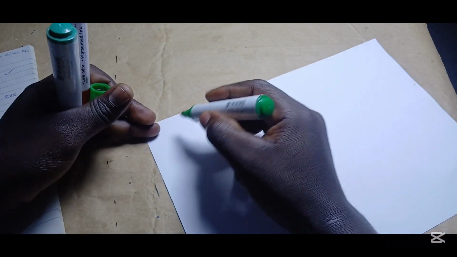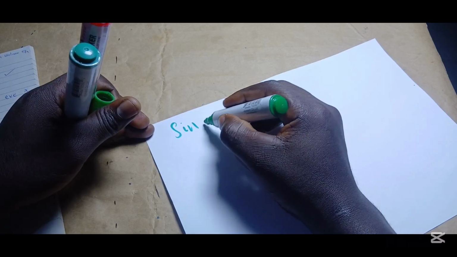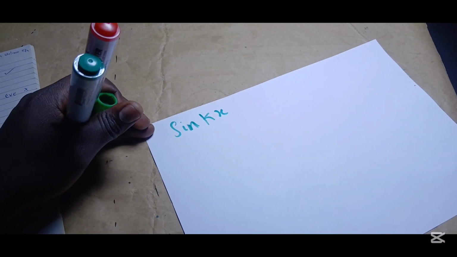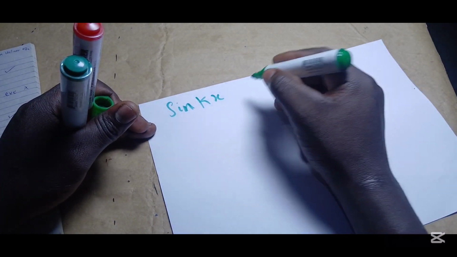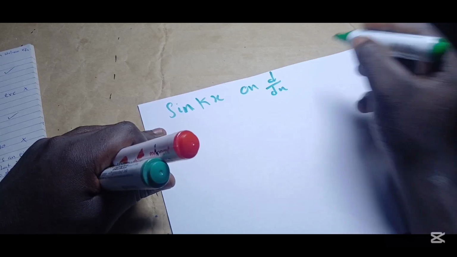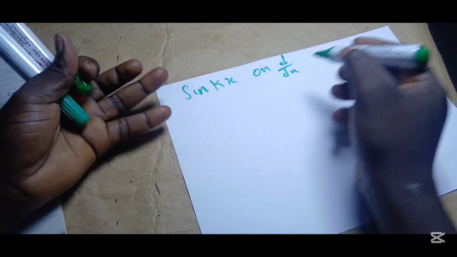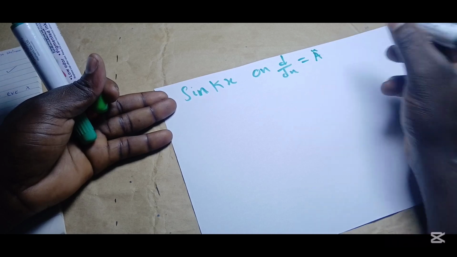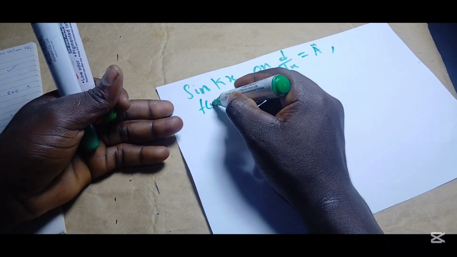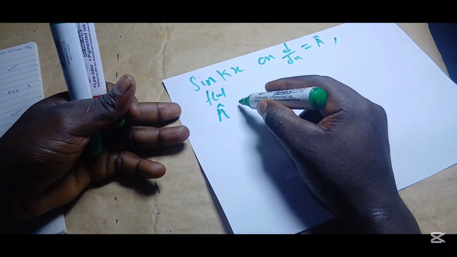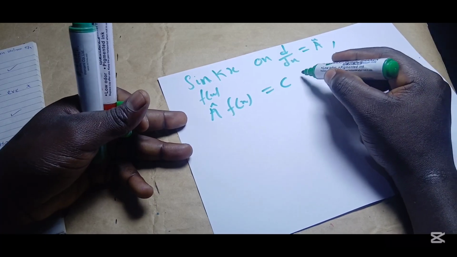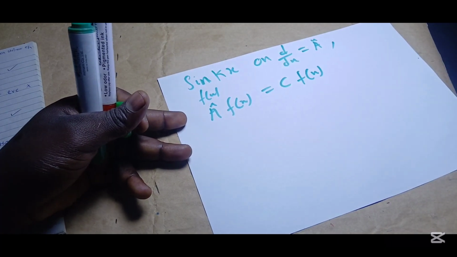Show whether the function sine kx is an eigenfunction of the operator d over dx. Let's say this operator is A and the function is f of x. Operator A acting on f of x should give us a certain constant times f of x again, if it is an eigenfunction.